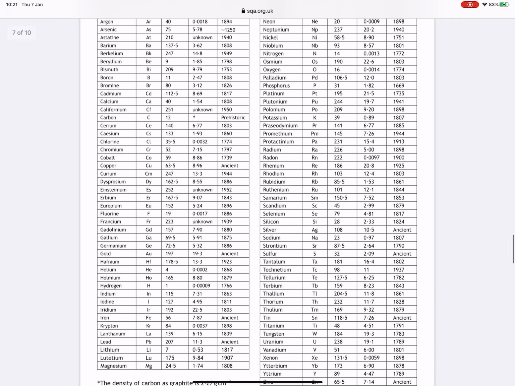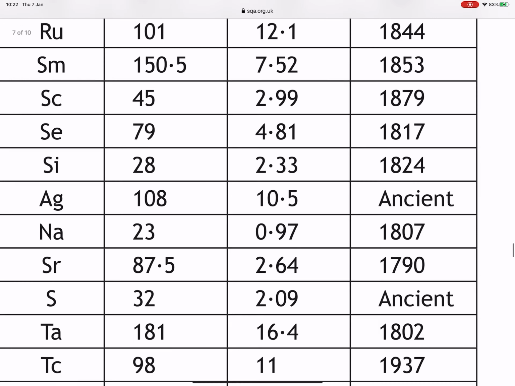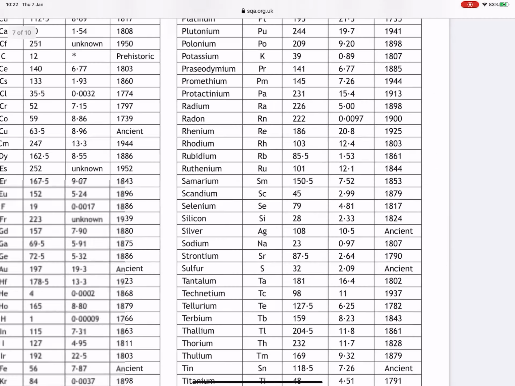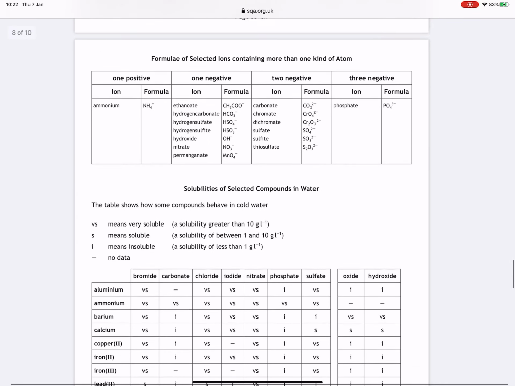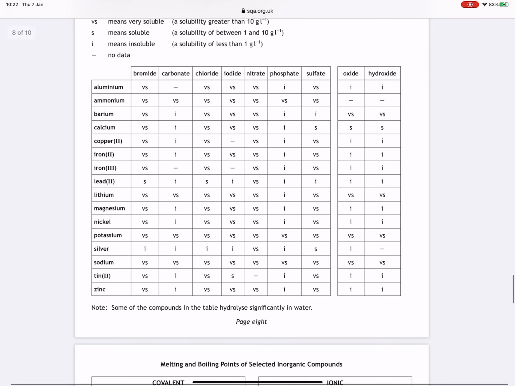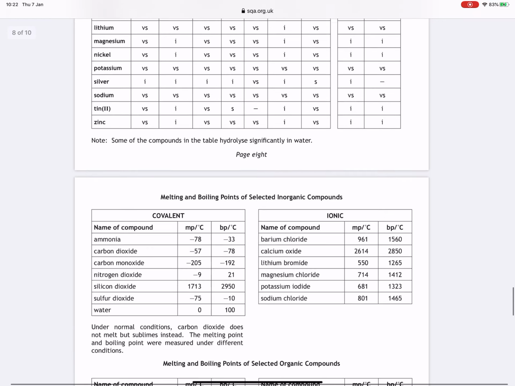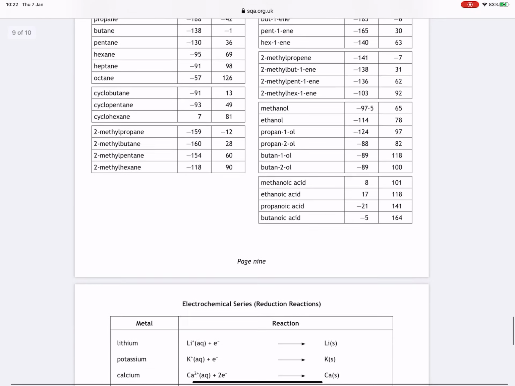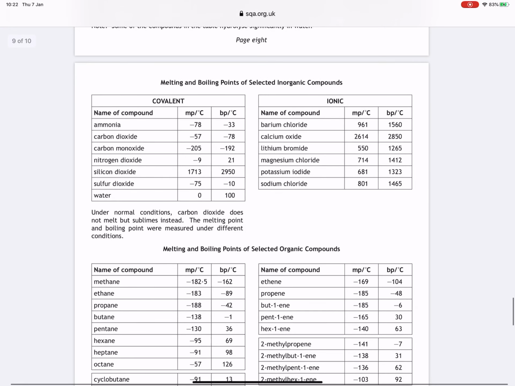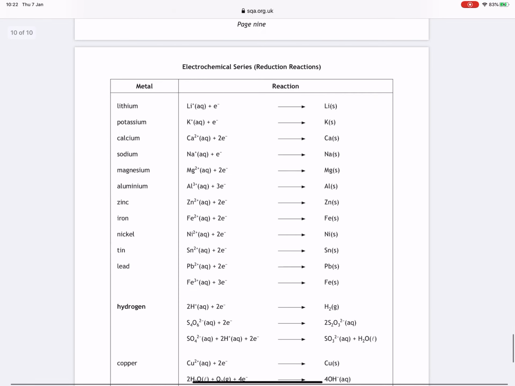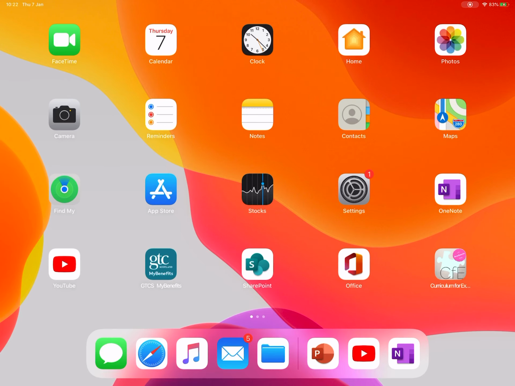Strontium. So you could have quoted its relative atomic mass 87.5, density 2.64. It was discovered in 1790. I think that was in the question. So a couple of those things. It's not in that table. There's so many things you could have written for this.